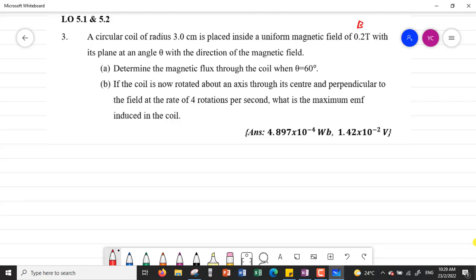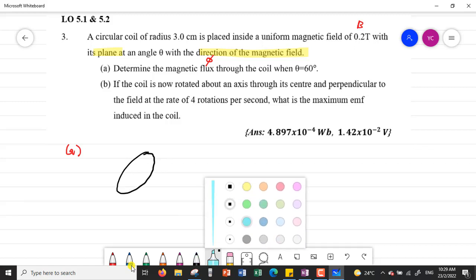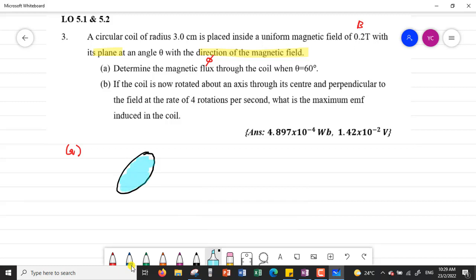So question A asks us to find the magnetic flux passing through the coil when the angle is 60 degrees. This angle of 60 degrees refers to the angle between the plane of the coil and the direction of magnetic field. So we try to visualize the question. Let's say this is our circular coil.